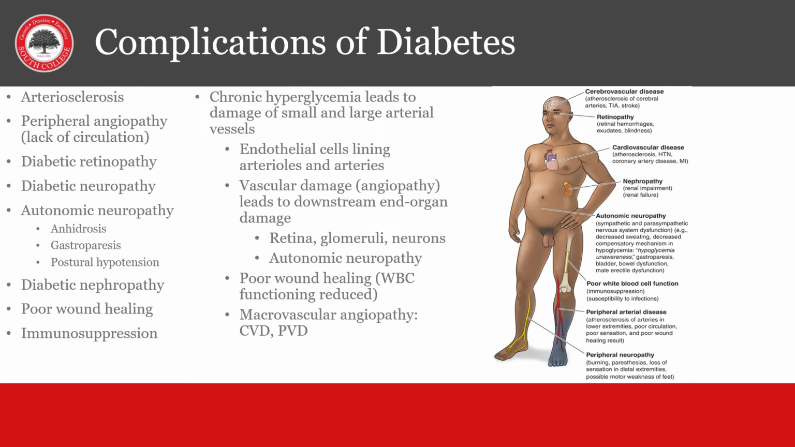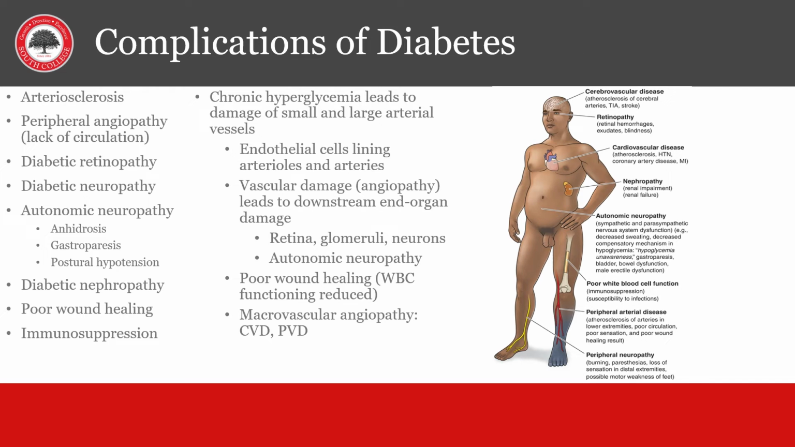Poor wound healing is also a complication, as the presence of glucose slows down the wound healing process we spoke about earlier in this course. Hyperglycemia also weakens the immune system. It makes the diabetic patient susceptible to pathogen attack.